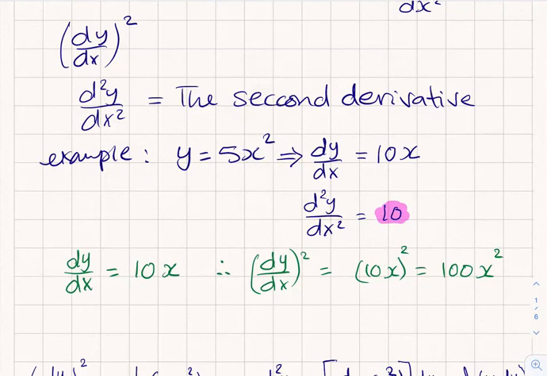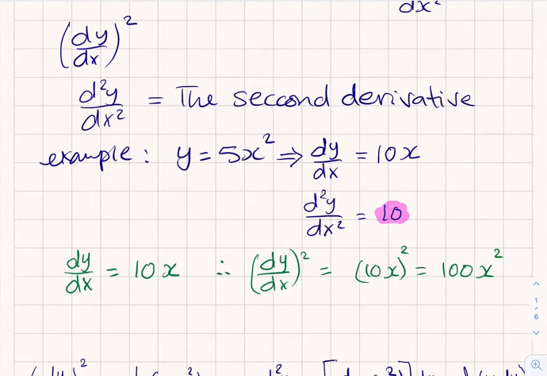If you have dy over dx all squared, that means you derive once and you just square it. If you have d squared y over dx squared, it means the second derivative.